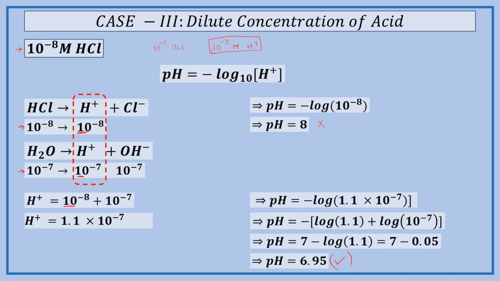6.95. So please note, if the concentration of acid is extremely dilute, such as 10 to the power minus 6, 10 to the power minus 7, or any concentration less than 10 to the power minus 7, we will have to consider the contribution of H plus from water as well. Then we can proceed in the same manner.